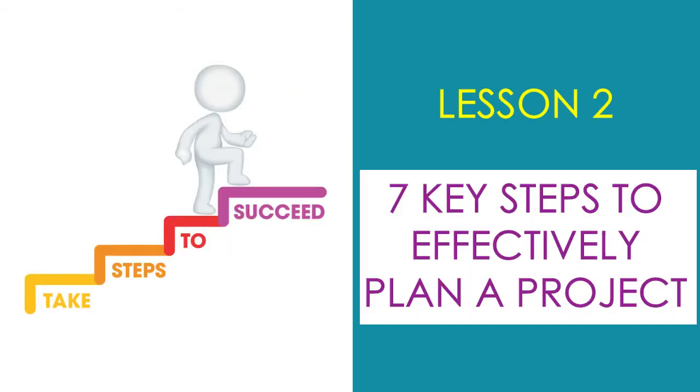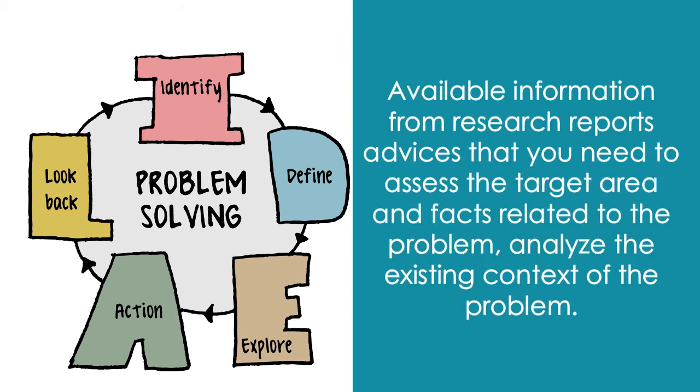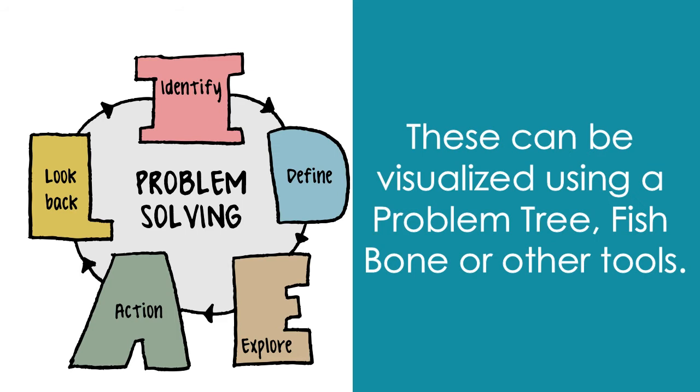Now let's take a walk through 7 key steps to effectively plan a project. Step number 1 is to determine the real problem your project is supposed to solve. Available information from research reports advise that you need to access the target area and facts related to the problem. Analyze the existing context of the problem. That is, identify the major problems and their main causal relationships. These can be visualized using a problem tree, a fishbone, or other tools.